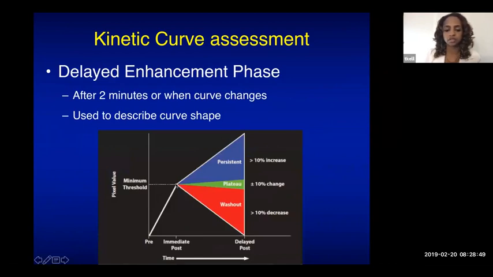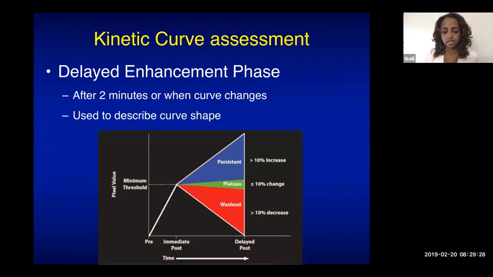What's the curve doing after the peak enhancement is reached, or after 2 minutes? If it consistently rises, or if you see greater than 10% increase in enhancement, that's described as persistent. If the change is plus or minus 10%, it's described as plateau. And if it decreases significantly after the peak is reached, or if the decline is greater than 10%, we call that a washout. Usually persistent is considered benign or not bad, and plateau and washout are suspicious or bad. But again, that's an overgeneralization.